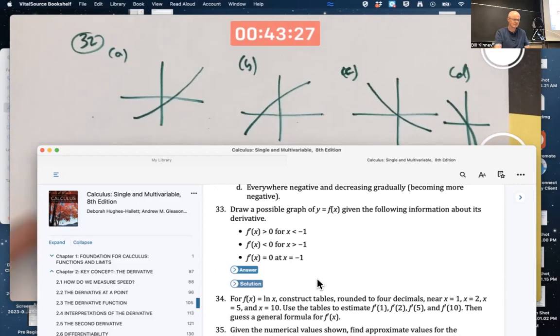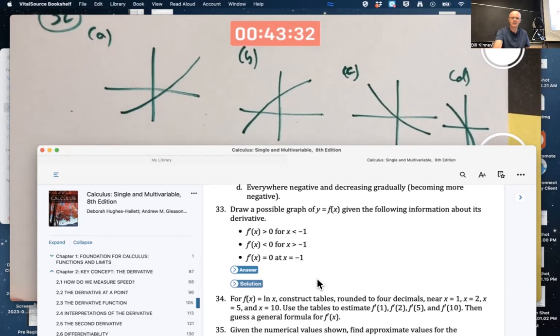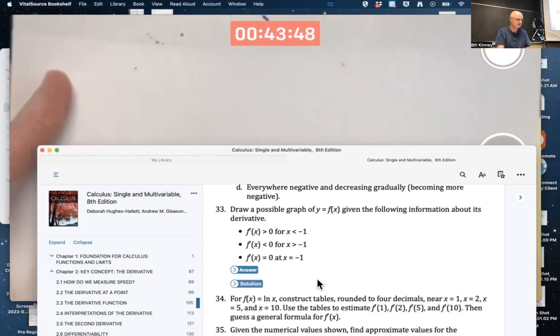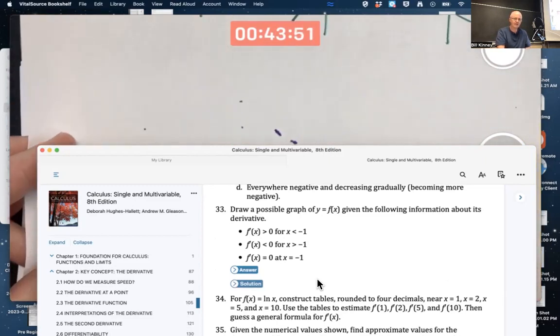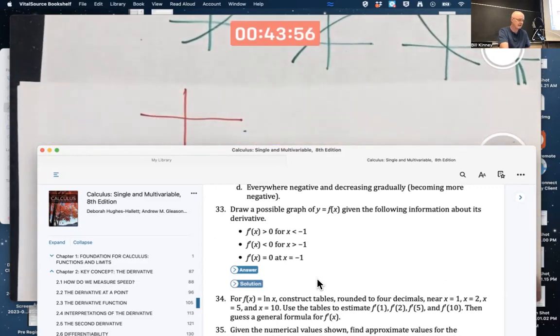33 says, draw a possible graph of a function given the following information about its derivative. F prime of x is positive when x is less than -1, negative when x is greater than -1, and 0 at -1. So here, when we make our graph, we would have to indicate where x is -1 is. Say right there. Just says draw a possible graph. There's actually infinitely many answers.